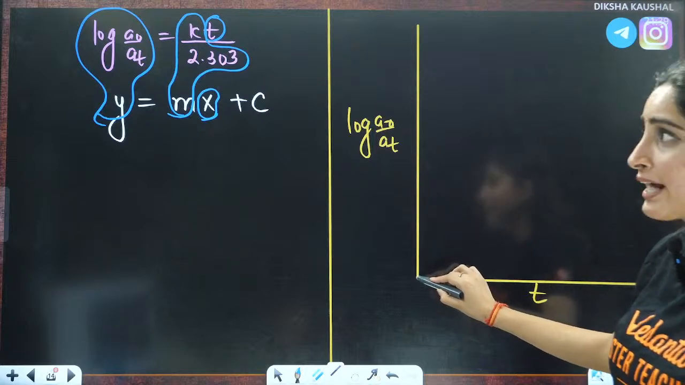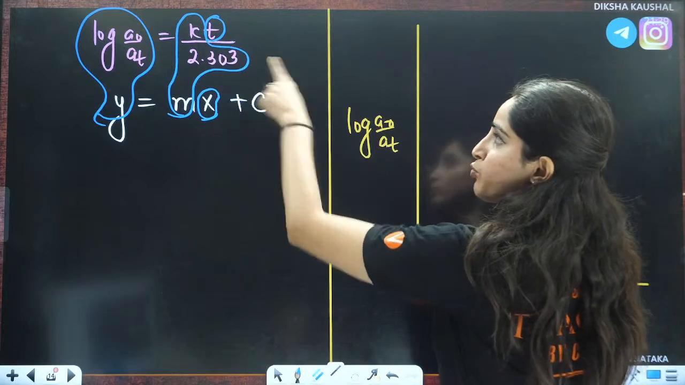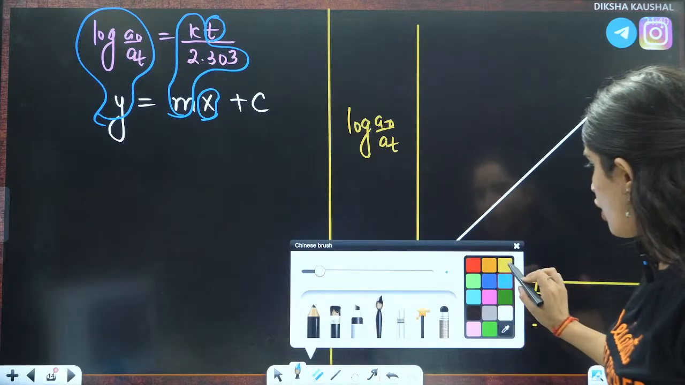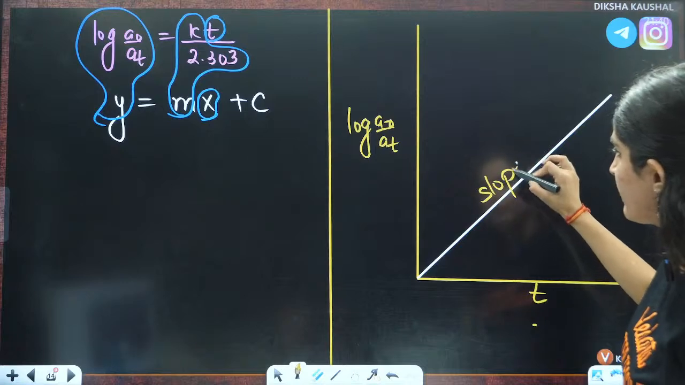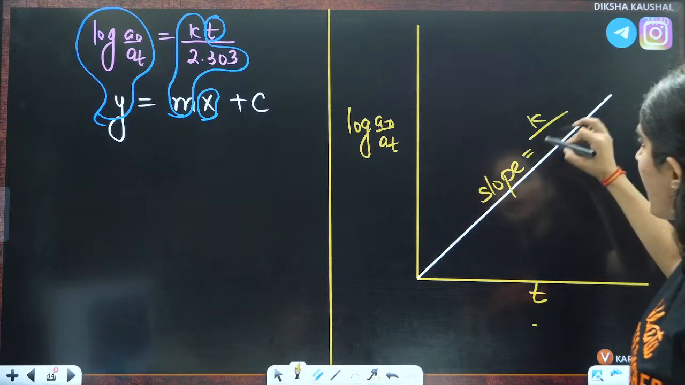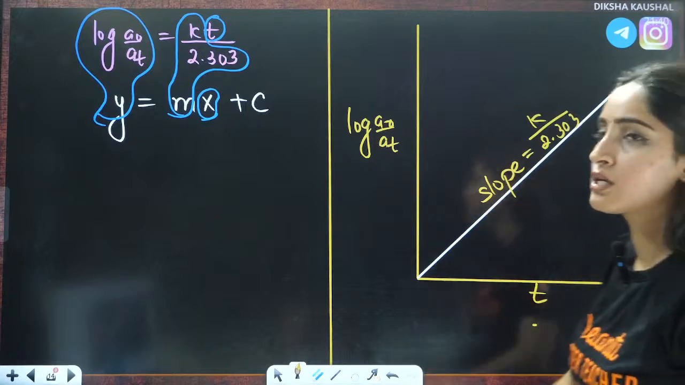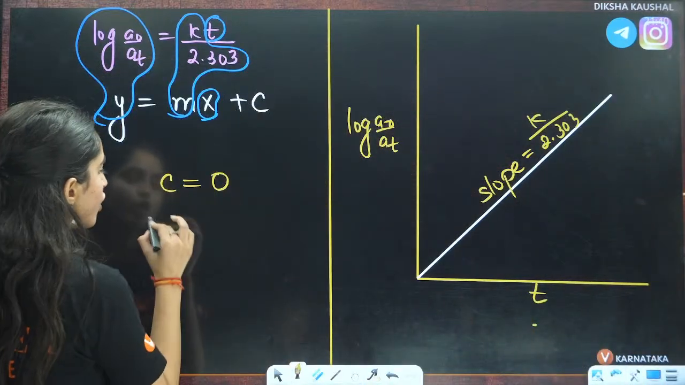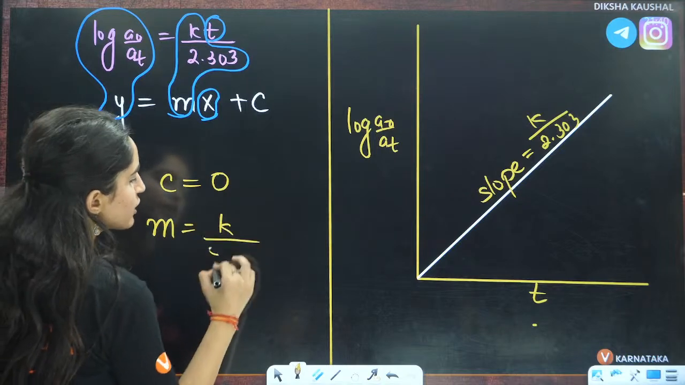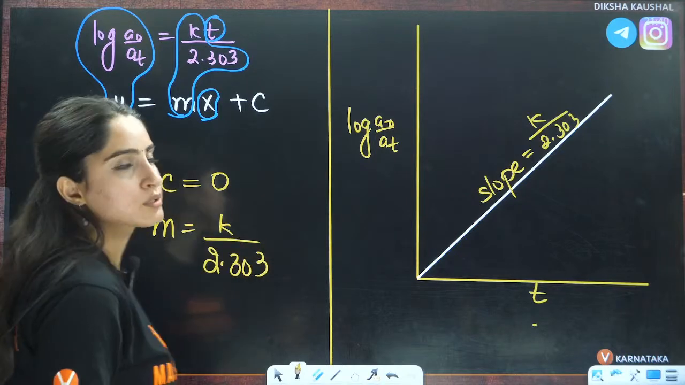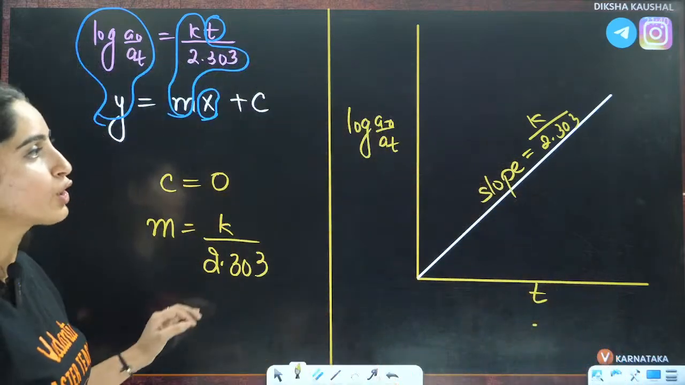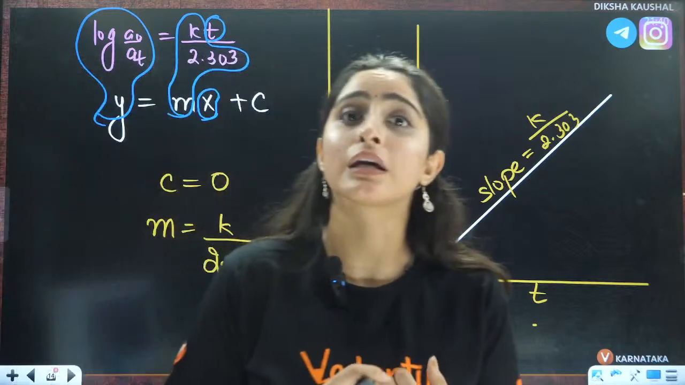Is the slope positive or negative? The slope is k by 2.303, that is positive. So the slope equals k by 2.303, and the intercept is 0. Is that clear to everybody? Right? So that was about your first order reaction graphs based on these four formulas.